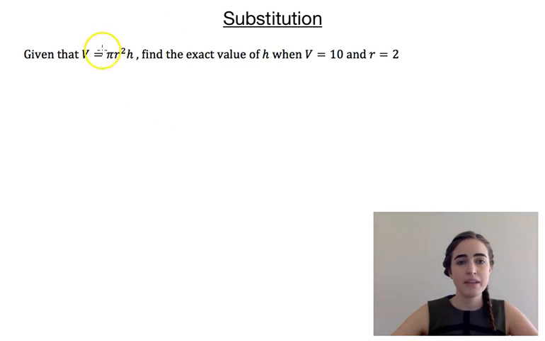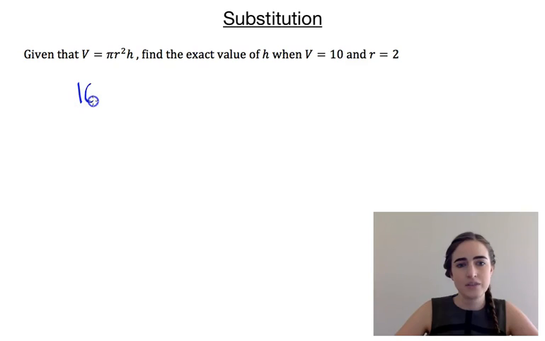So in this example, we've been given this formula, v is equal to pi r squared h, and we're asked to find h this time when v is 10 and r is 2. We're also asked to find the exact value. So that means that we don't want to end up writing it as a decimal and then rounding it off. So let's substitute in what we know.